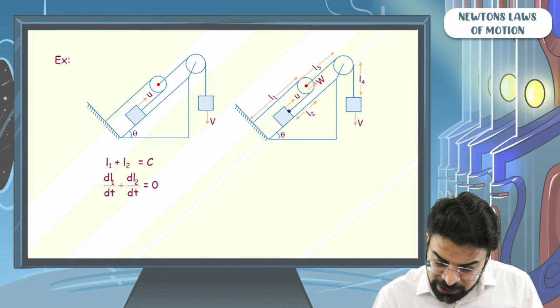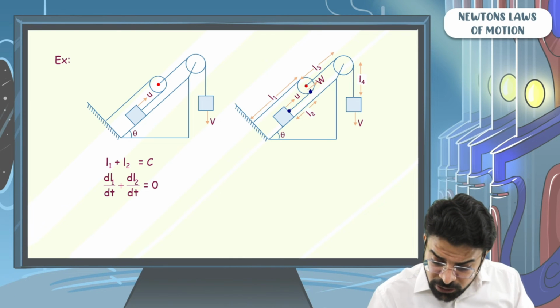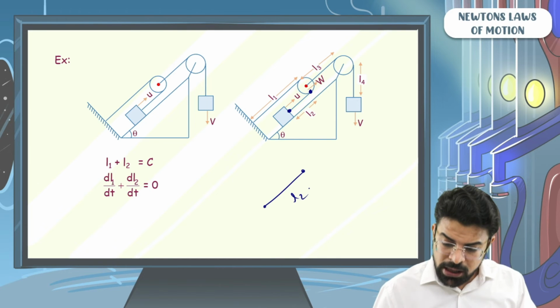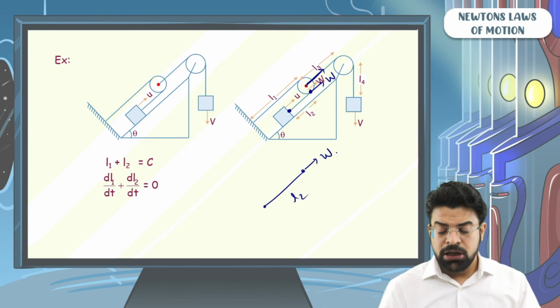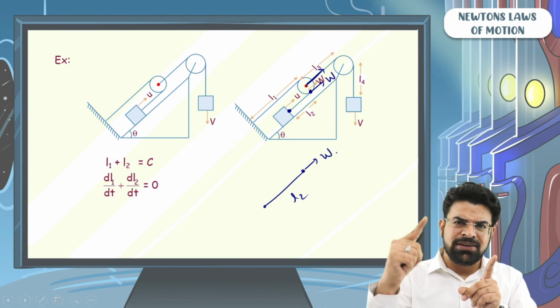Length 2 is defined from block till pulley. In string constraint, never ever look at the string, okay? So if you think of the length 2, this is the string. As the center of the pulley goes with a speed w, the lower end will also move with the speed w. So tell me, is this speed w trying to increase the length or decrease it? Sir, it is trying to increase the length.